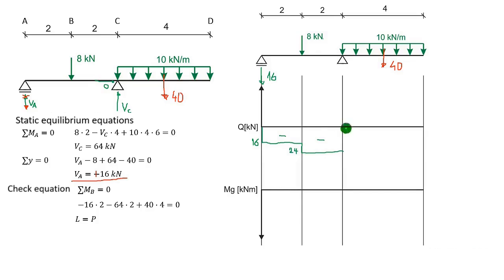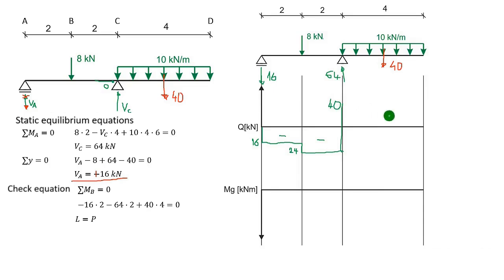Now we have a support here, where we have a reaction VC equal to 64. So on the shear force diagram, we have a jump of 64 in the direction indicated by the arrow, which is upwards. So from minus 24, we add 64, which brings us to 40 positive. Here is positive 40, and now when a continuous load appears, the shear force value changes linearly.